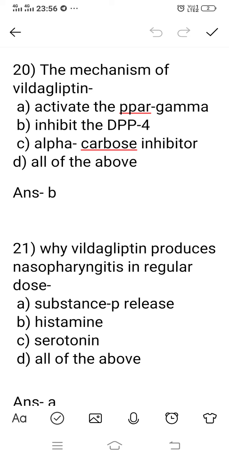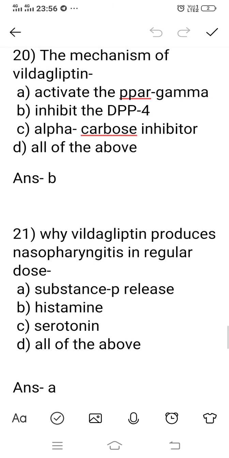Now first discuss activating the PPAR gamma. It is the wrong answer because it is the mechanism of rosiglitazone and pioglitazone. Option B is the right answer. It inhibits the DPP4, means dipeptidyl peptidase 4 enzyme. Option C, alpha glucosidase inhibitor, is the mechanism of voglibose. It is the wrong answer. So the right answer is option B, inhibit the DPP4.